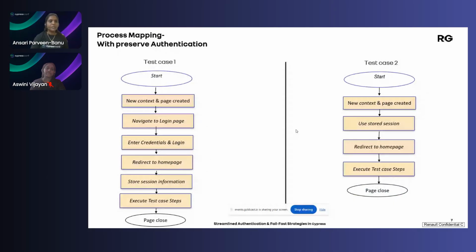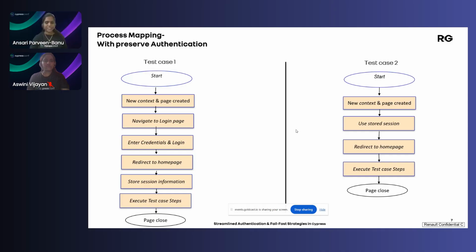So now you see, with preserve authentication, how the workflow transforms after implementing it. On the left, you can see test case 1, the very first test, still goes through a standard login process. It creates a new context, navigates to the login page, enters the credentials, and gets redirected to the home page. But here, the key difference is once the login is successful, we store the session information securely. This session data, whether it's a token or a cookie, becomes reusable for the next set of test cases.